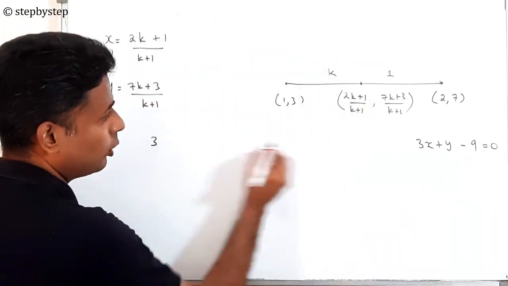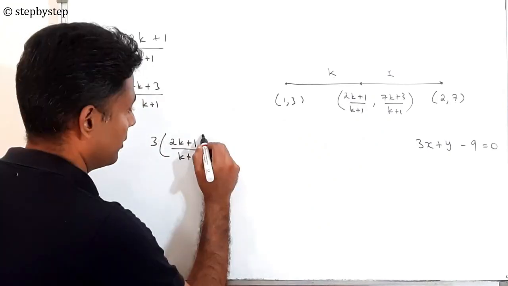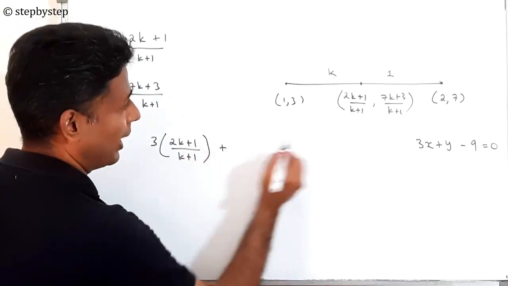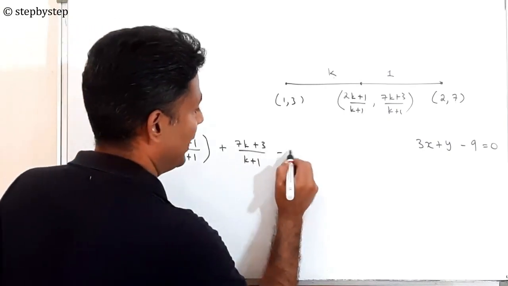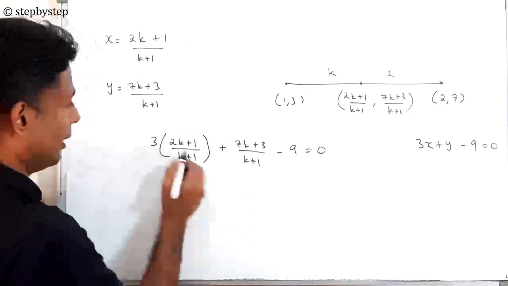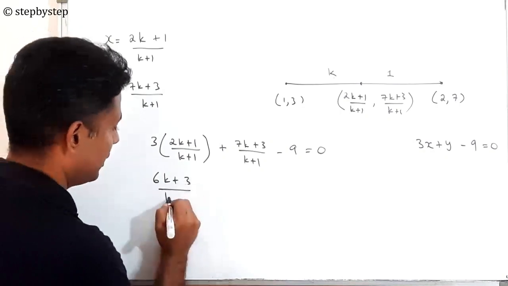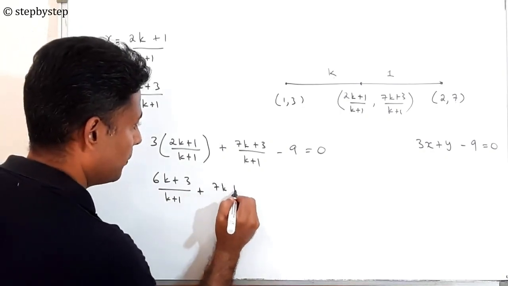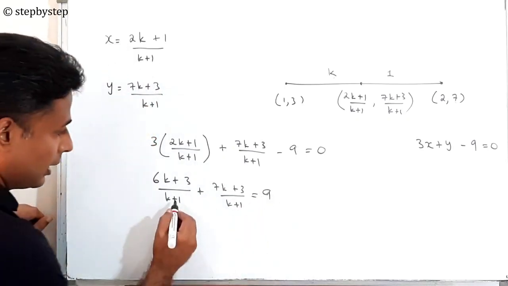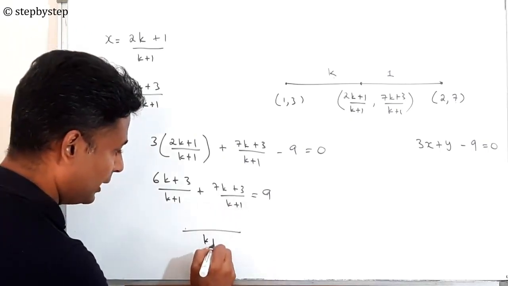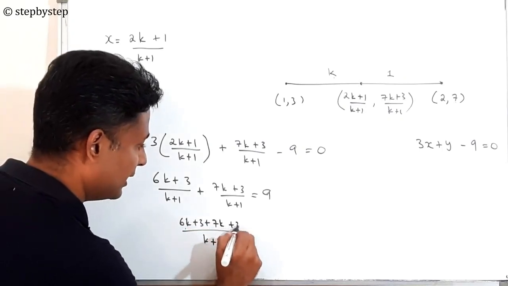So what do we get? 3 into x, but x is (2k + 1)/(k + 1), plus y, but what is y? (7k + 3)/(k + 1), minus 9 equal to 0. So now opening brackets, I'll get (6k + 3)/(k + 1) + (7k + 3)/(k + 1) equal to, I'll transpose 9 to the other side, 9. Now the LCM is k + 1 itself, so we don't have to worry. So here we get 6k + 3 + 7k + 3 = 9.